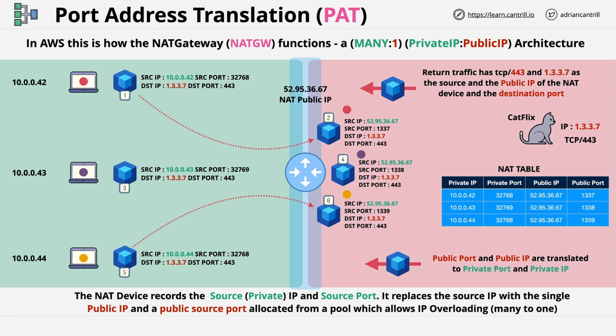Now it's worth pausing and making sure that you really understand how this process works, because it's how your home router works and it's how the NAT gateway within AWS works. Once you understand it, you'll understand why with port address translation you can't initiate traffic to these private devices, because without an entry in the NAT table, the NAT device won't know to which device traffic should be translated and forwarded to.